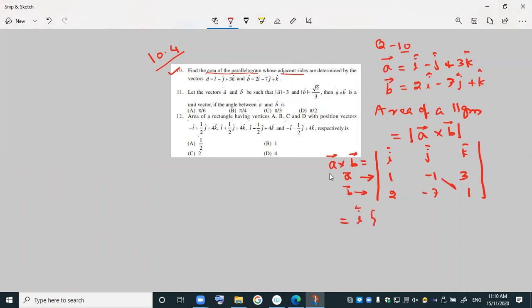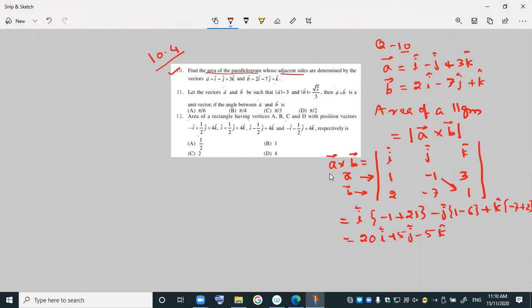So multiply this into this: minus 1 minus, minus, plus 7 3s are 21. Now minus j, this row, 1 into 1, 1 minus 3 2s are 6, plus k, minus 7 minus, minus, plus 2. So 21 minus 1, that is 20i, 1 minus 6 is minus 5, minus minus plus 5j, minus 7 plus 2 is minus 5k.